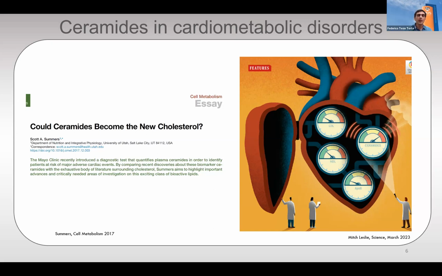The question now could be if this correlation is strong enough to justify their use as a diagnostic tool, for example, and also if the medical community is prepared to make clinical recommendations based on circulating ceramide levels. And eventually, which are the possible interventions that can modulate the ceramide levels. So all of this is also discussed in a nice feature article published in Science last year, written by Mitch Leslie. So if you have time, try to give a look because it's a very interesting article.